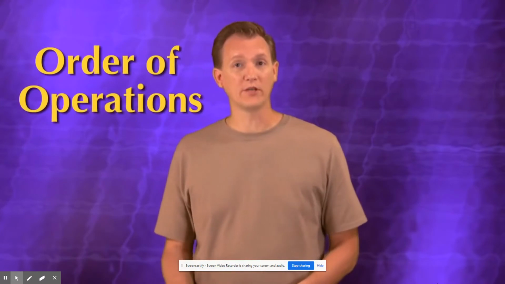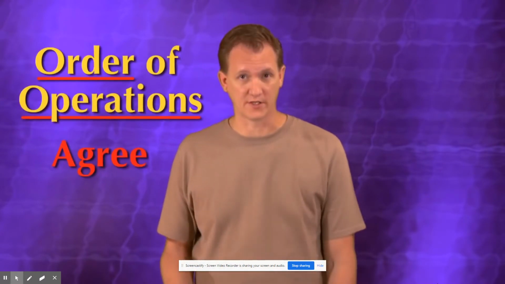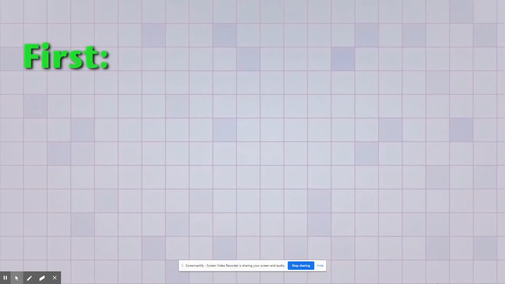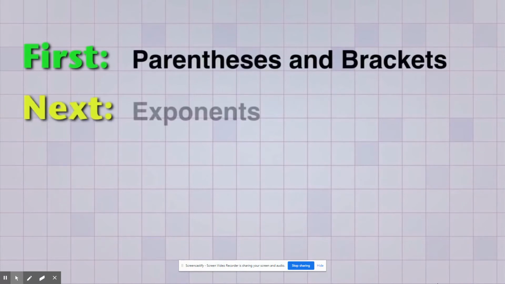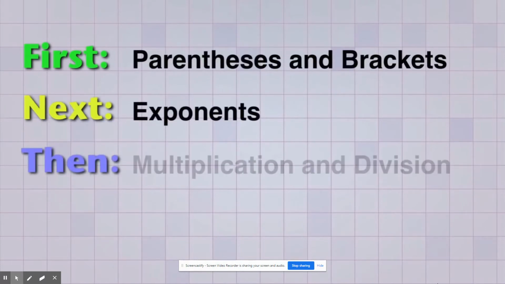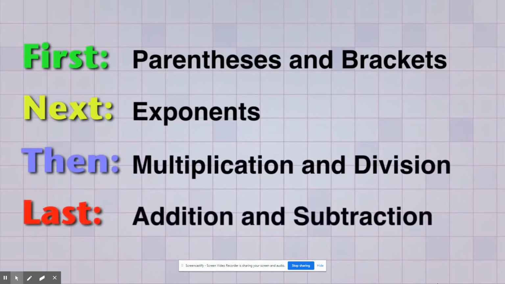The order of operations rules are a way for us all to agree on the order that you should do math operations in. And if we always do operations in the same order, then we'll always get the same answer. So now that you know why we need order of operations rules, let's find out what those rules are. There are basically 4 of them, and they go something like this. First, do operations in parentheses and brackets. Next, do exponents. Then, do multiplication and division. Last, do addition and subtraction.